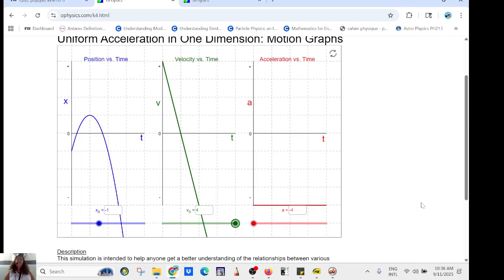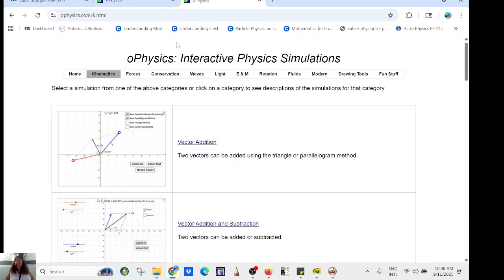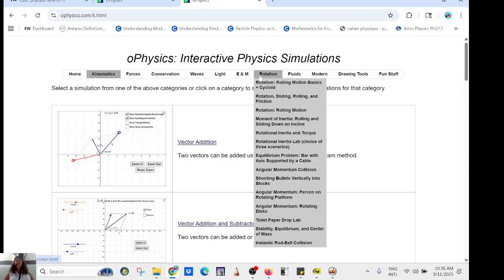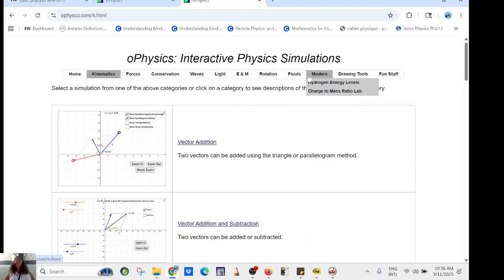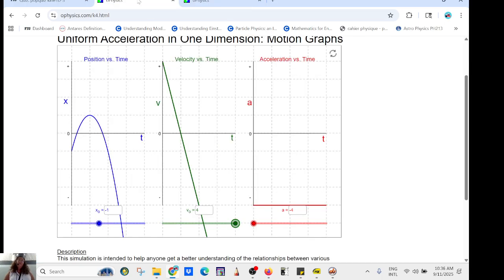Canvas, I updated the link to a very nice app. This is a website where they have great apps, even in fluids or modern physics, it's very nice. I think it's maybe HTML5. I'm not sure how they do it, but here you have it.